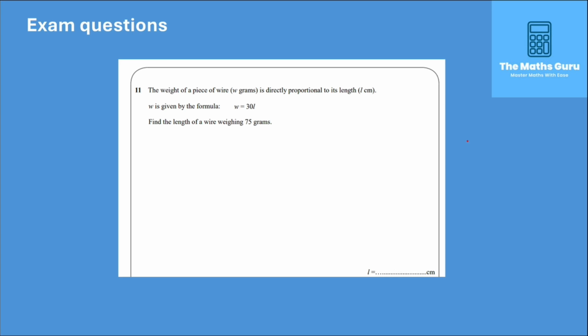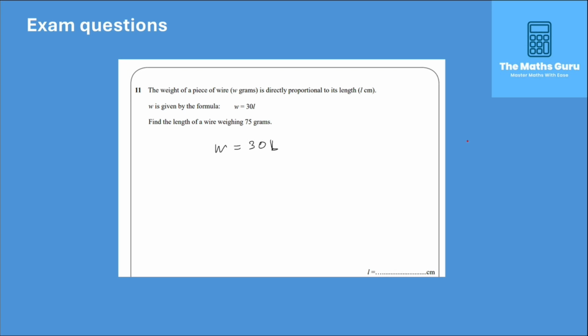Moving on to the next question, it tells us that the weight of a piece of wire is directly proportional to its length. W is given by the formula W equals 30L. Find the length of a wire weighing 75 grams. So in this case, we have W equals 30L. We can then work out what 1L is worth.